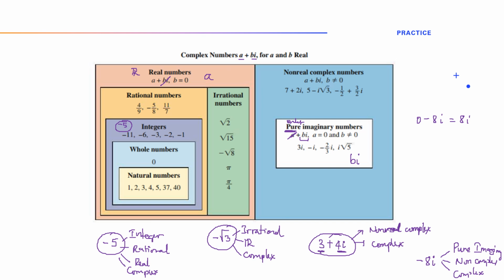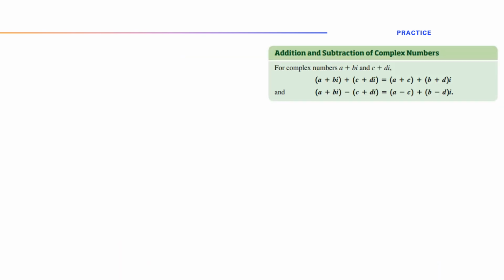We good? Now we practice addition and subtraction. Let's do 2 plus i plus 3 minus 4i. Now we put the numbers together, so 2 plus 3, that's 5. Now we have i minus 4i, which is minus 3i.